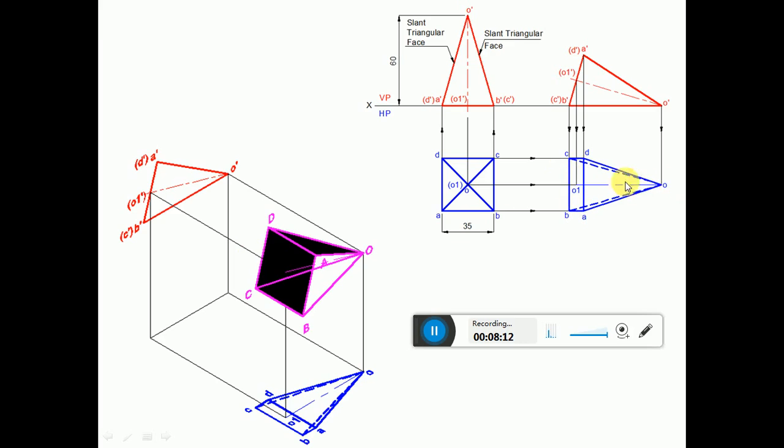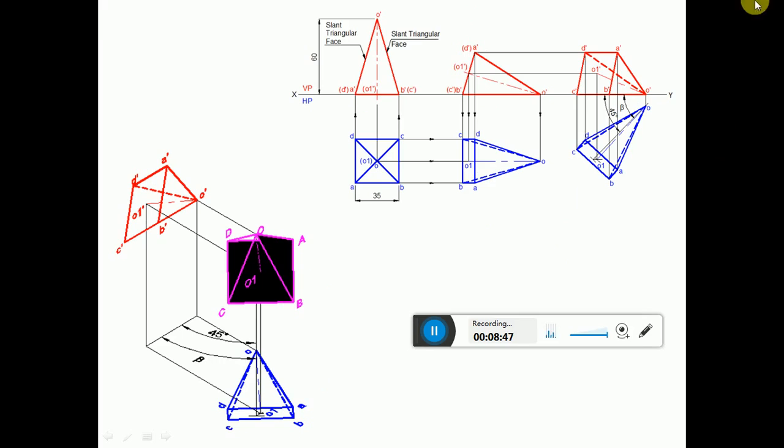Since OC and OB are crossing the visible edge AD, and two visible edges can never cross each other, naturally OC and OB will become hidden edges. Since ABCD is totally visible, O1 is on that boundary. So O1 is on that surface, and naturally O1 becomes visible. So O1 will be with a visible edge. Since it is resting on one of its slant triangular faces, naturally the axis is going to become inclined to HP. So you are going to get the apparent length.